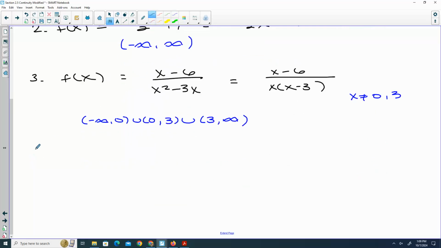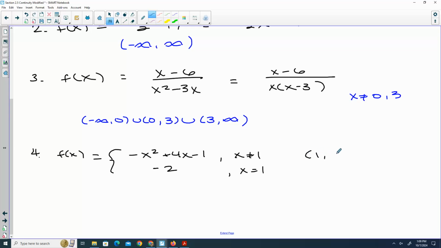Number 4. Where do we need to be concerned? 1. Why? Okay, because that is the breaking point between these two pieces. We have one not equal to 1 and one that's equal to 1. So what we need to do is plug a 1 in and see if by chance these pieces match up. If you plug 1 into the top, what do you get? 2.